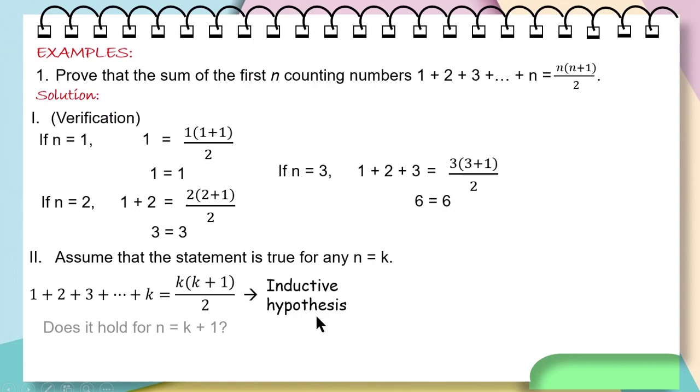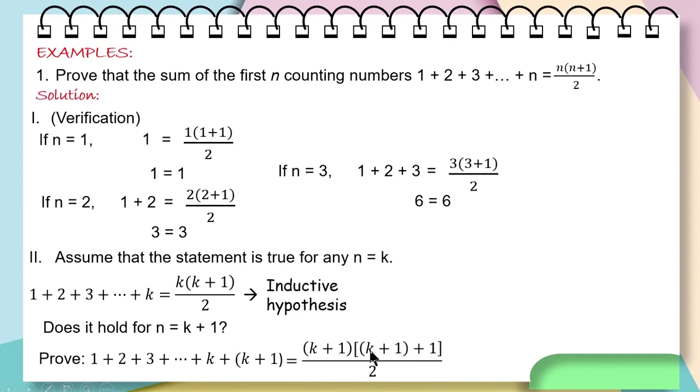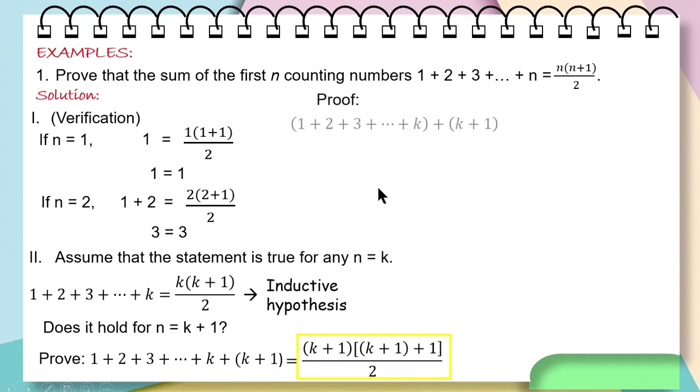Now, does it hold for the next integer, which is n equals k plus 1? Here comes the challenge. We're going to prove that 1 plus 2 plus 3 plus and so on plus k plus 1 is equal to the quantity k plus 1 times the quantity k plus 1 plus 1 all over 2. From our inductive hypothesis, we just add k plus 1 on the left side since we're going to see if it holds for n equals k plus 1. And on the right side, we replace k by k plus 1. So here's our proof. On the left side, we copy these values.